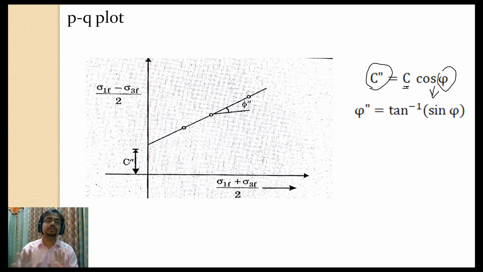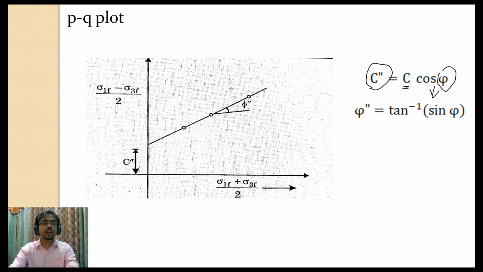We actually have mainly two procedures to find out this c and phi. Number one is to draw the Mohr circles and draw a common tangent to all the Mohr circles, and from the common tangent, that is the Mohr circles failure envelope, we can find out the c and phi value. The other procedure is to plot the pq, that means p on the x-axis, q on the y-axis. From this plot also we can find out the value of c and phi by these two expressions. So I think the significance of this pq plot is well known to us right now.